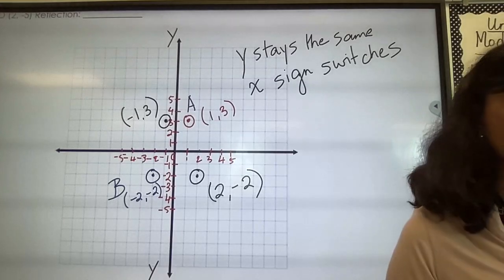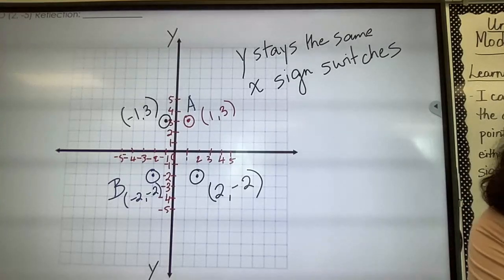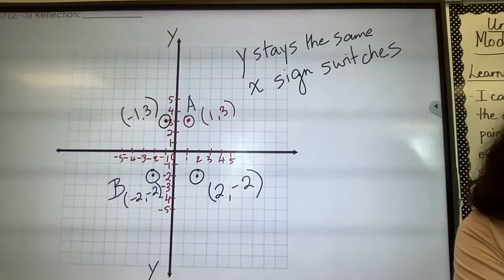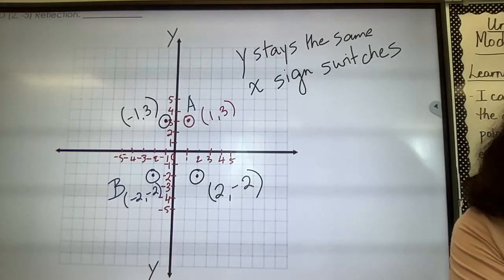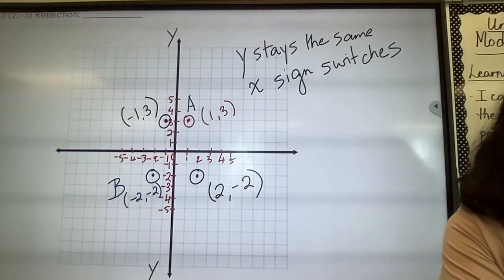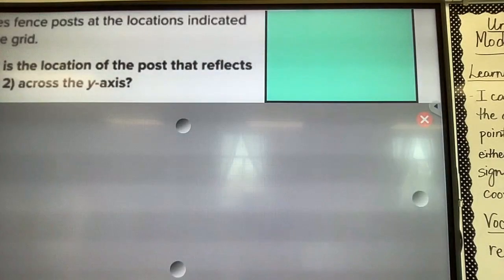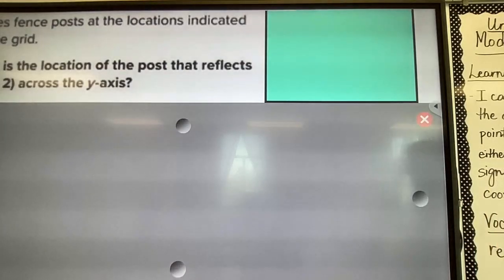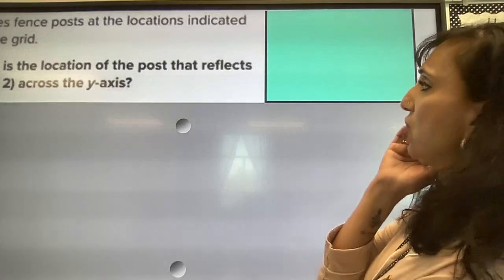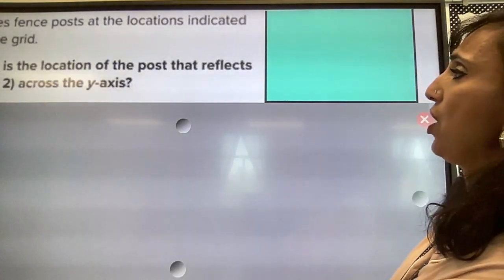Okay, she's building a square fence, and she places fence posts at the locations indicated on the grid. So let's look at this one. All right, so what location is she putting on the grid? And we are trying to see what is the location of the post that reflects (-2, 2) across the y-axis.